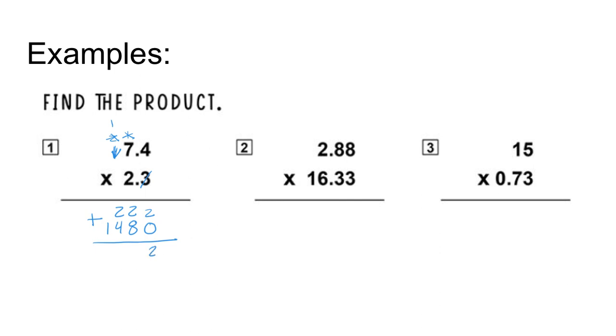2 plus 0 gives me 2. 8 plus 2 gives me 10, so 0. Carry the 1. 2 plus 4 gives me 6, plus 1 more is 7, and then just 1.